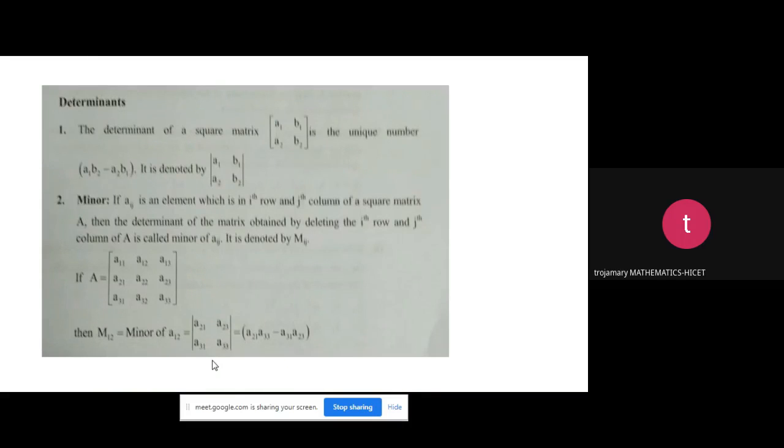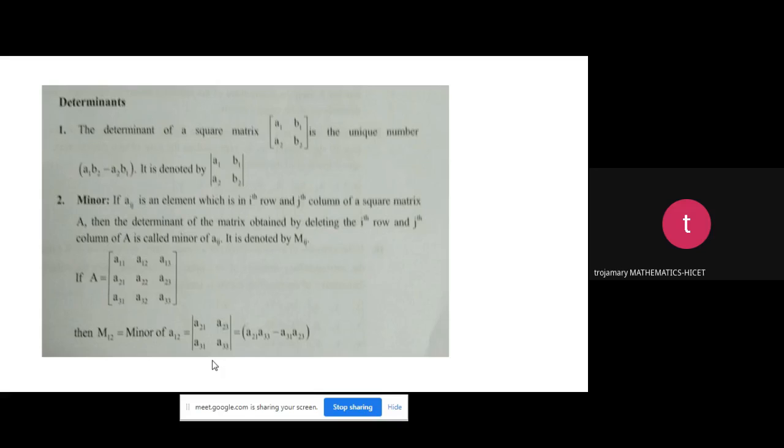Then, the determinant. The determinant of a matrix is a unique number. Okay. So for example, for the matrix A1, B1, A2, B2, the determinant is A1 into B2, the product of the main diagonal elements, minus the product of the other diagonal elements. Okay. This is for a 2x2 matrix. It is denoted by the determinant of A1, B1, A2, B2.